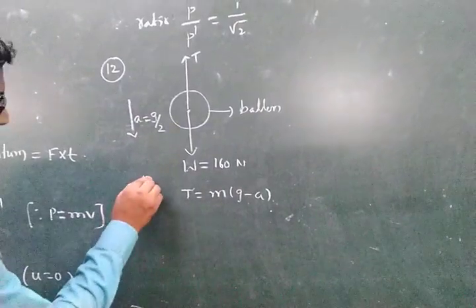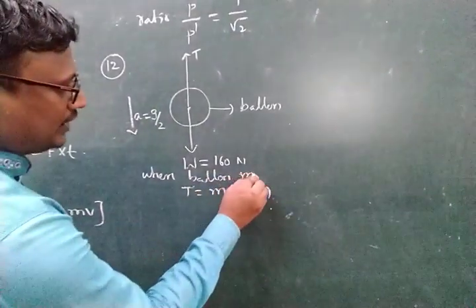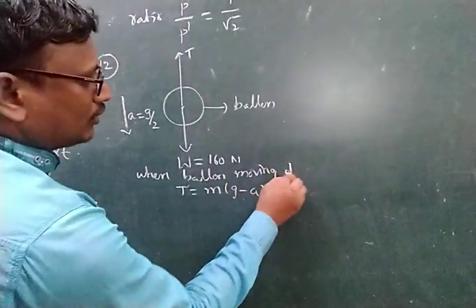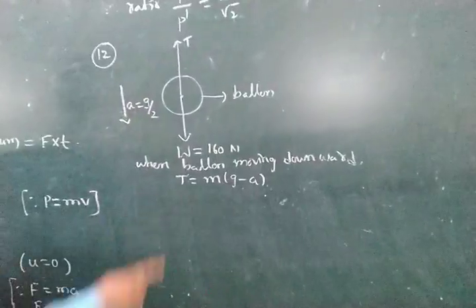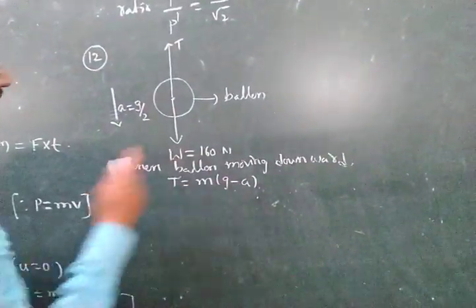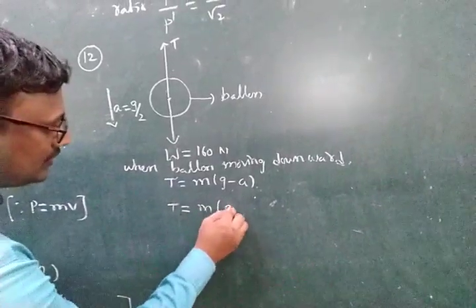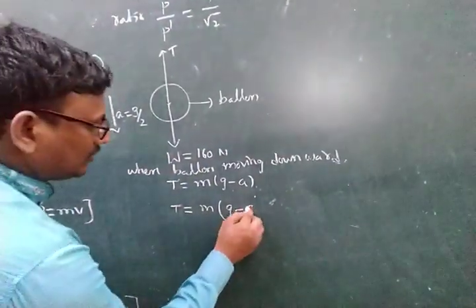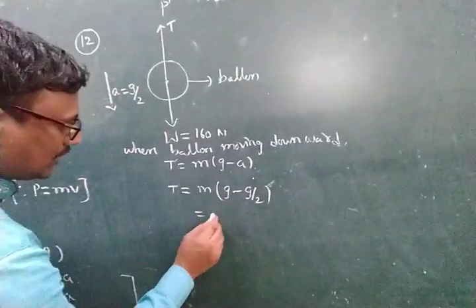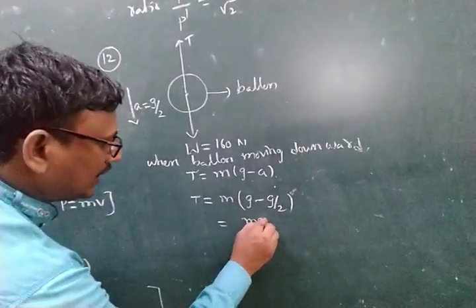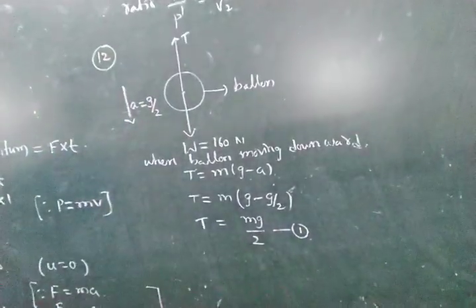When the balloon is moving downward, T is equal to m into (g minus a). Now write here T is equal to m into (g minus g by 2), since a is equal to g by 2. Taking the cross multiplication, T is equal to mg by 2. This is the tension, and this is considered equation number 1.